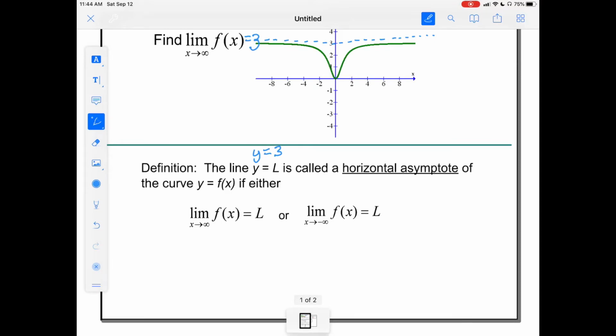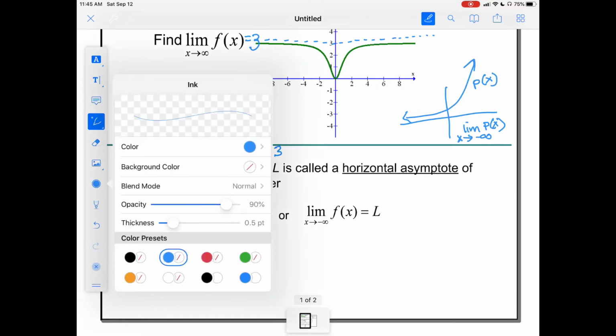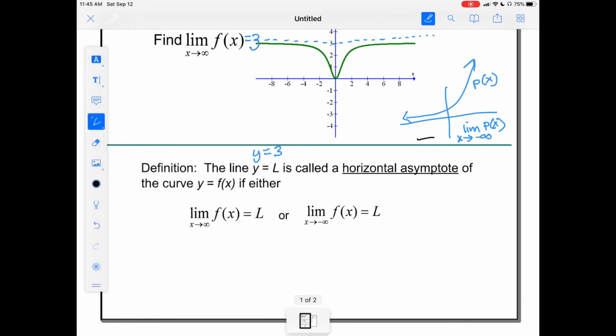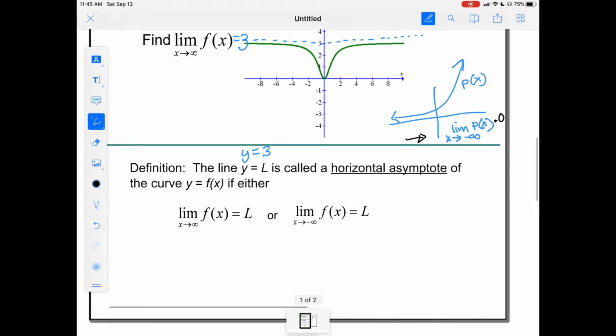I want us to be mindful of the fact that it could be a one-sided asymptote. Like in this example right here, I can see that the limit, as my x is approaching negative infinity for this graph p of x, is going to equal 0. And I can just say then that y equals 0 is in fact a horizontal asymptote for that particular function p of x. So just to be clear, it doesn't have to approach from both sides, from infinity and from negative infinity.